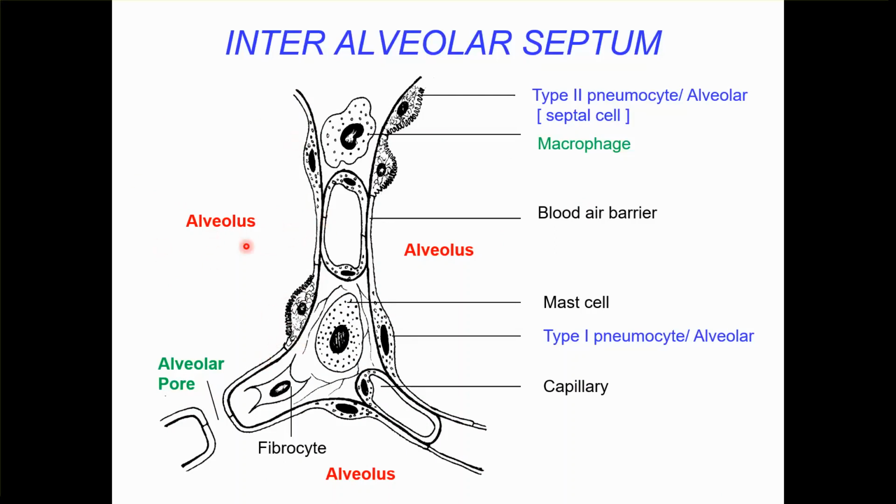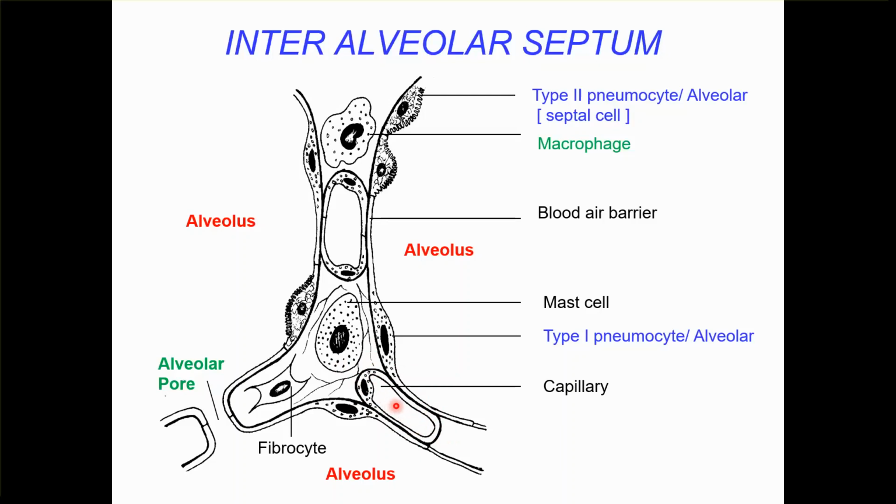Now one alveolus can communicate with another alveolus through the alveolar pore. Through this they can communicate with each other. It basically tries to equalize the pressure. What separates one alveolus from another alveolus is the interalveolar septum. The interalveolar septum consists of capillaries. These are the arterioles and the venules which are present here.